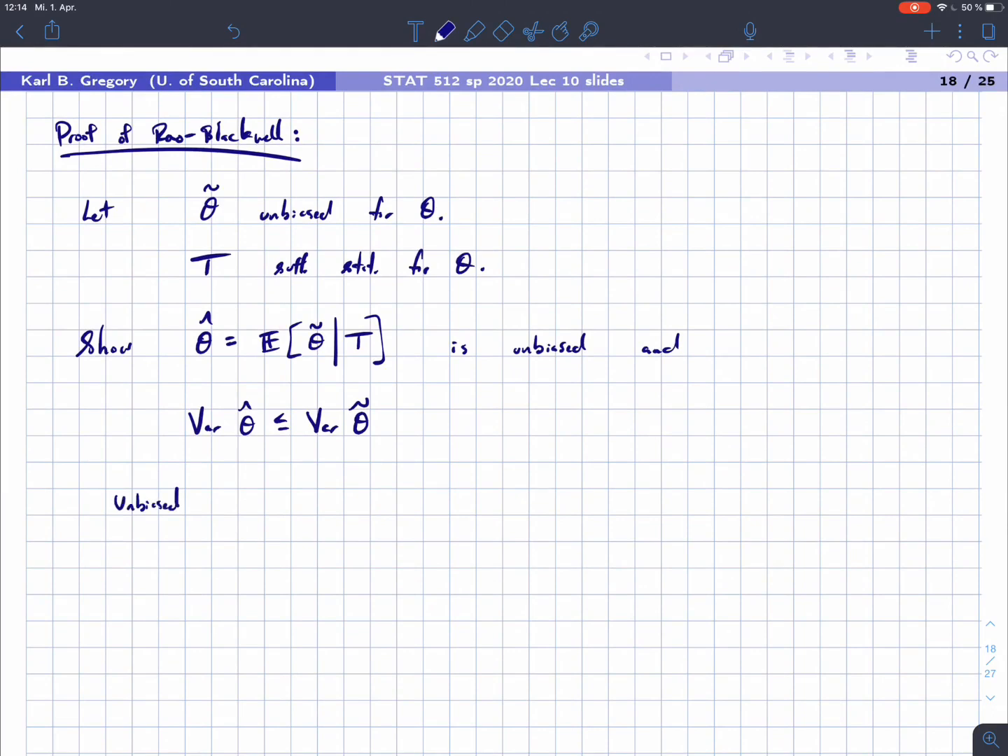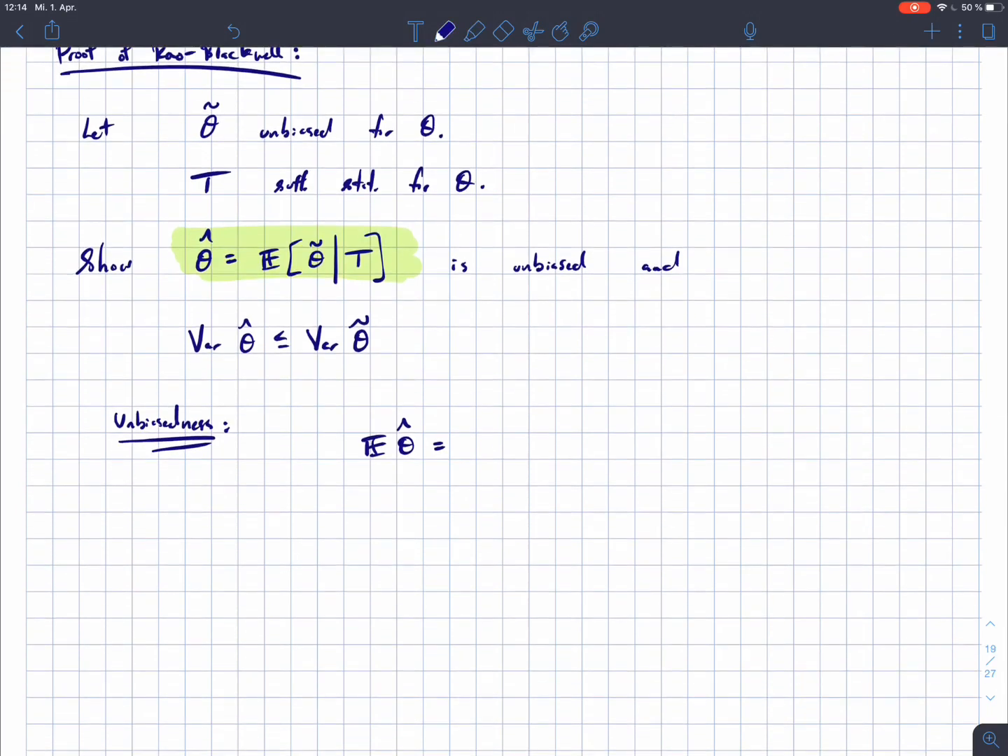Okay, so let's first of all show that this new estimator is unbiased. So if I take the expected value of my theta hat, which is defined as the conditional expectation of theta tilde given T, I have the expected value of this. So I'm just dropping this down in here.